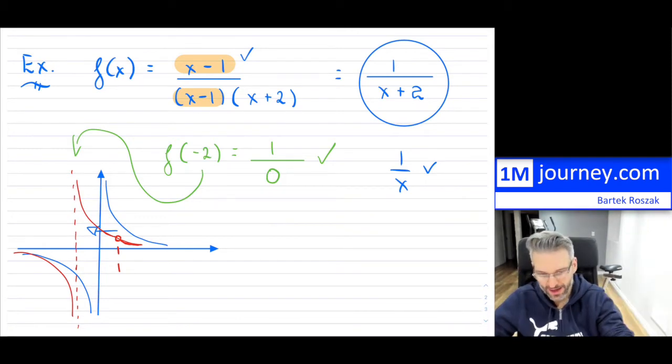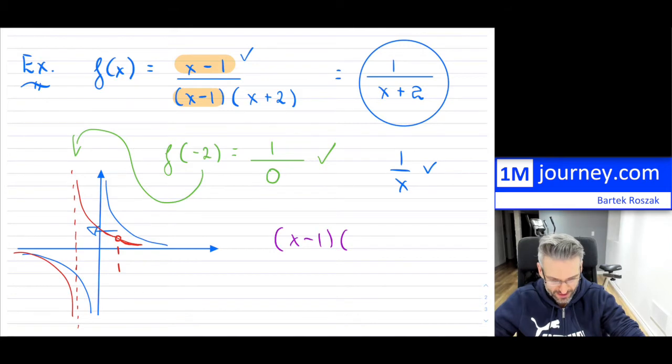And that could have happened, so notice, you could have done something like this. We could have complicated this even further. Let's say we had x plus 3 here, and then this is going to be all over, so let's say it was x minus 1 and then x plus 2.